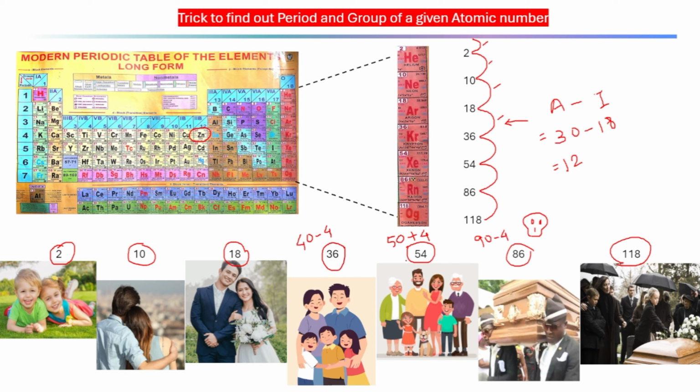So if you get confused whether it is 36 or 38, whether it is 56 or 54, you remember this: this one is 40 minus 4, this one is 50 plus 4, and this one is 90 minus 4. So this is how you can remember these three values. And these two are easy. This is 18. You just add 100, you will get 118. So these two are also easy.